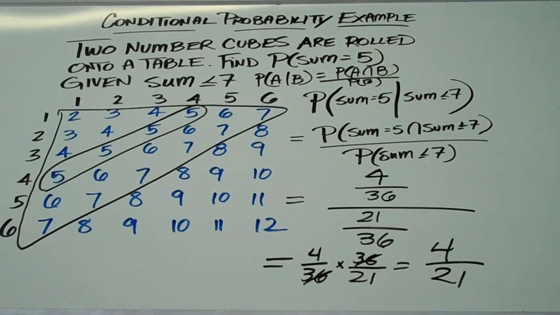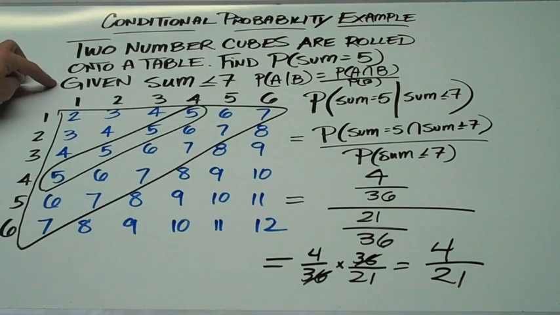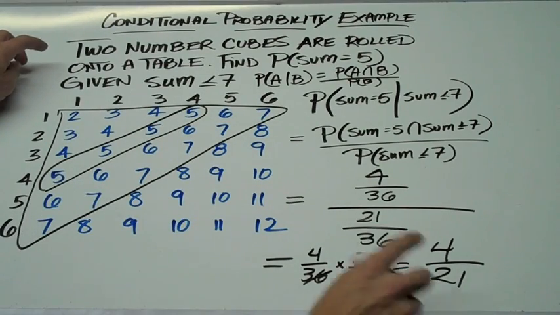You could have also thought, without using this formula, all right, I'm limiting my sample space to the sum is less than or equal to 7. So I make a circle here, and then I say, well, how many are equal to 5? Well, 1, 2, 3, 4 out of 21 satisfy these conditions, which is the same answer we got using our formula.